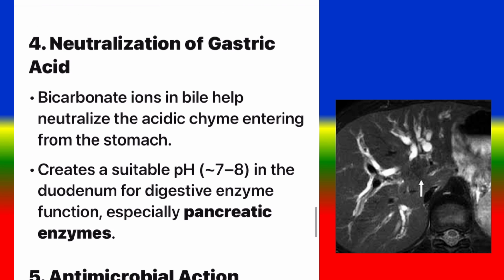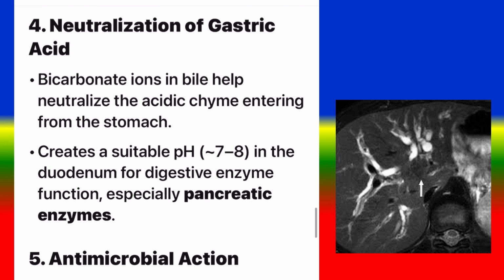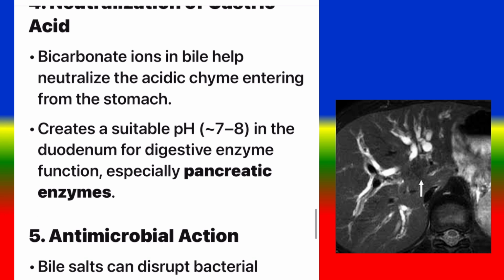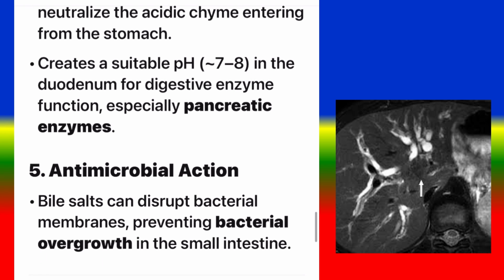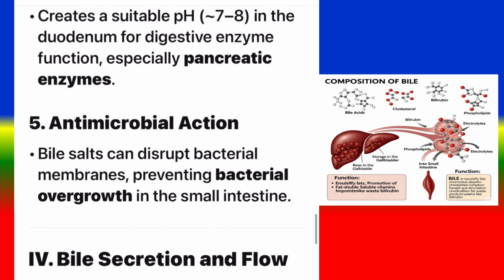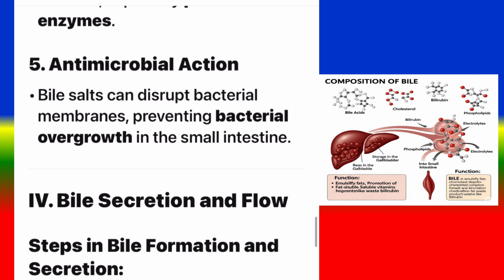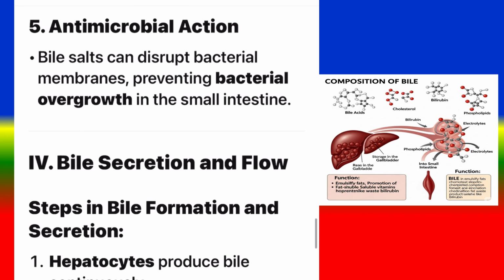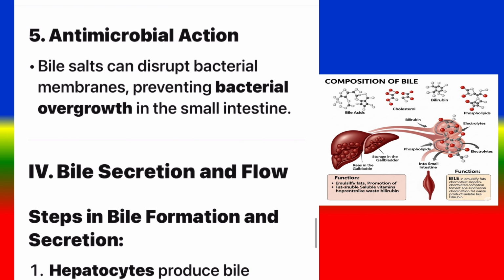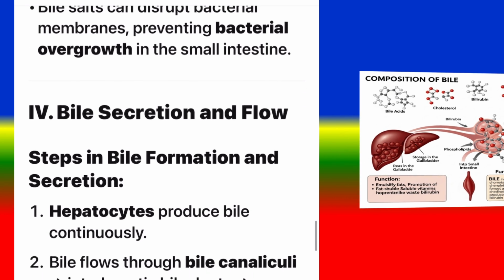4. Neutralization of gastric acid. Bicarbonate ions in bile help neutralize the acidic chyme entering from the stomach. Creates a suitable pH of 7-8 in the duodenum for digestive enzyme function, especially pancreatic enzymes. 5. Antimicrobial action. Bile salts can disrupt bacterial membranes, preventing bacterial overgrowth in the small intestine.